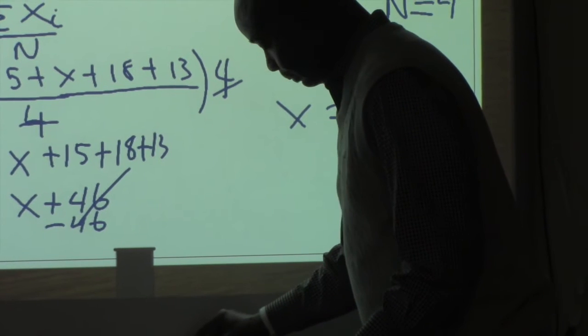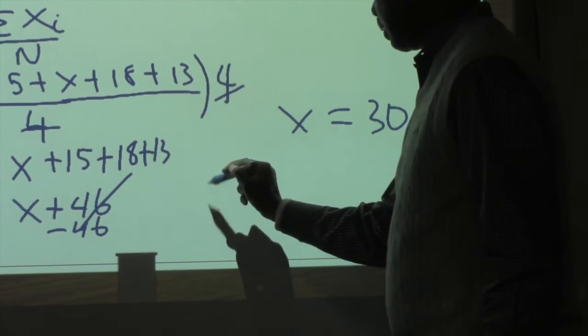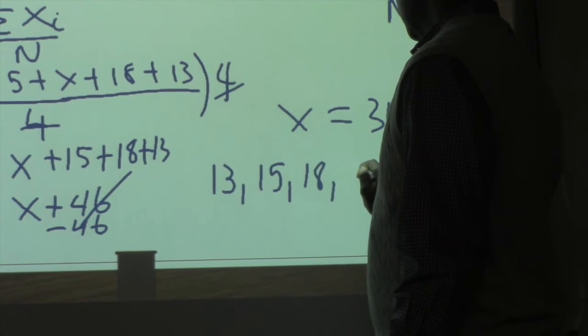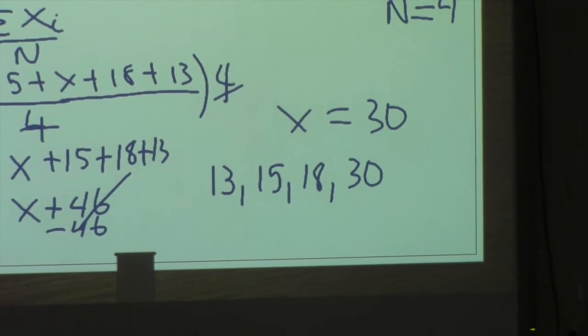13, correct? So the smallest is 13. Then we have 15. Then we have 18. And then we have 30. So how do we find a median?